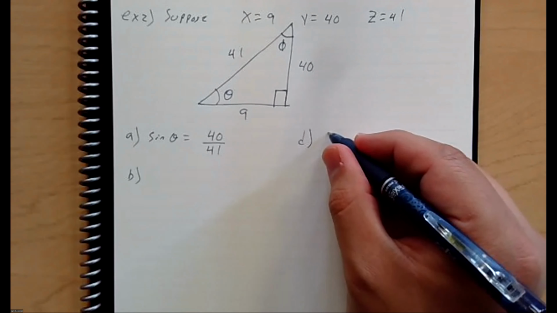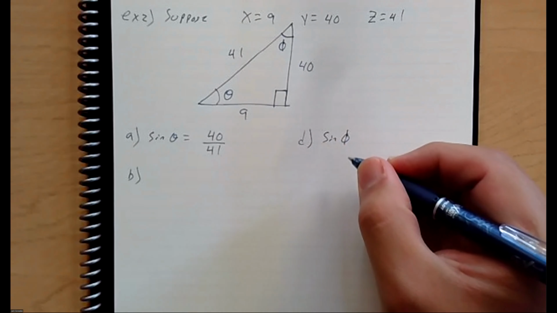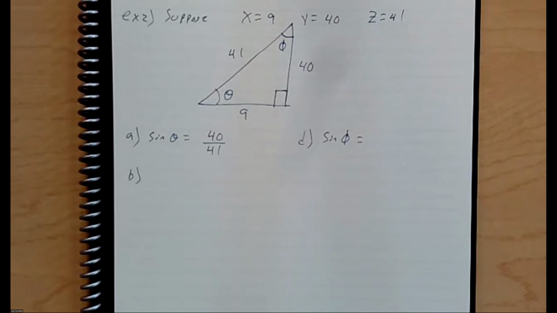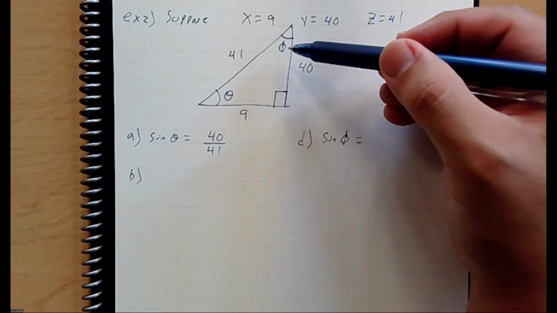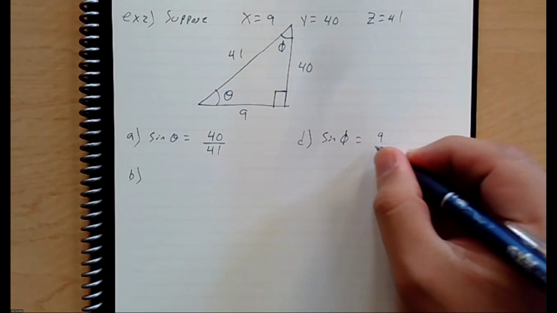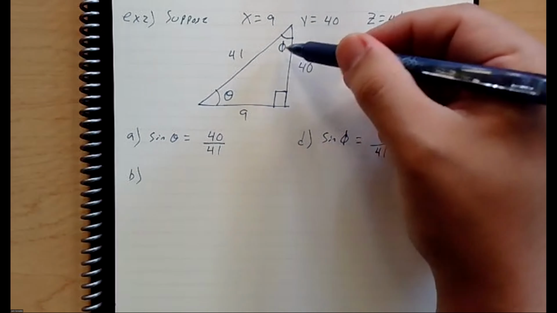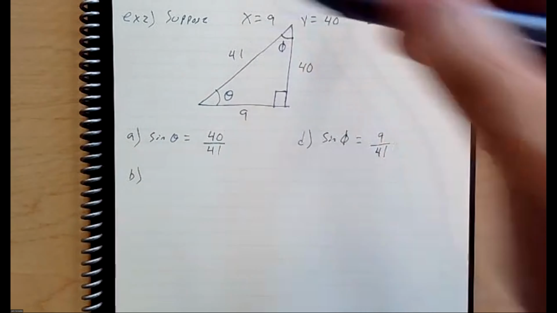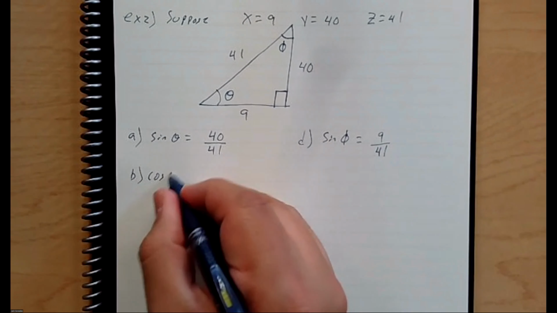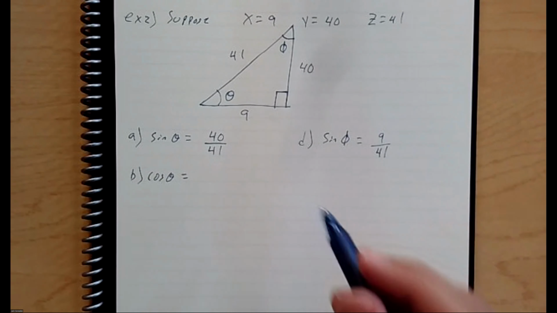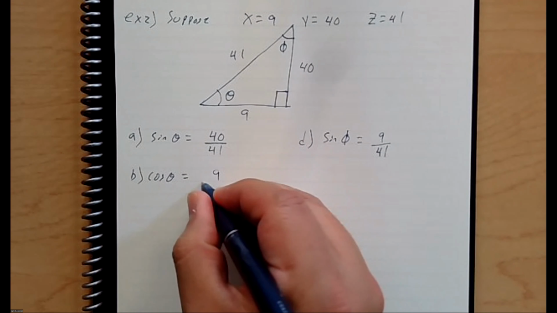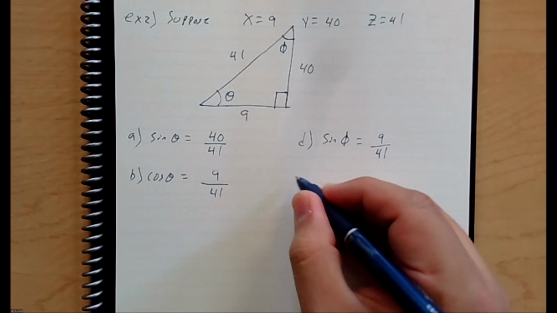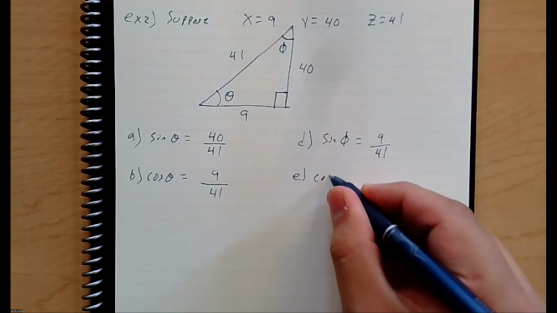Now, if we were to do sine of phi, phi's up here, so what would be the answer? Yeah, 9/41. Right, opposite to this angle over hypotenuse. So what's cosine theta? Yeah, 9/41. See, it's all based off the definition, right? What about cosine phi?